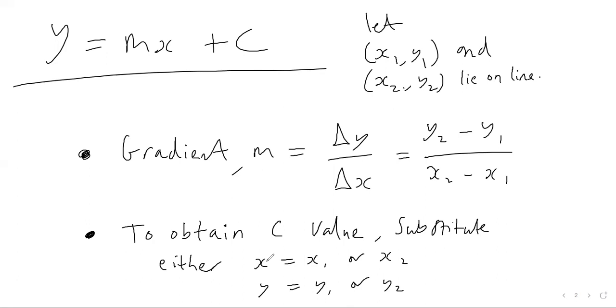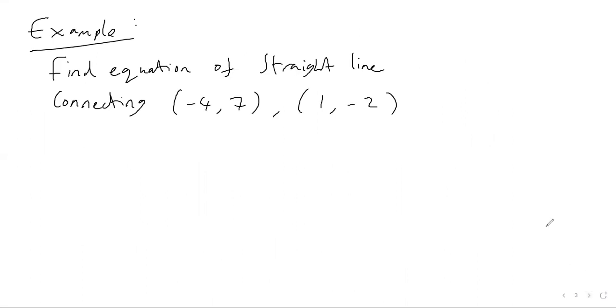So you could either substitute in x equals x1 and y equals y1, or alternatively, you can substitute in x equals x2 and y equals y2. So it doesn't matter which one you pick. You can either substitute this coordinate into the equation or this one into the equation. You'll get your c value regardless. And we'll do an example like this now so you can actually see.